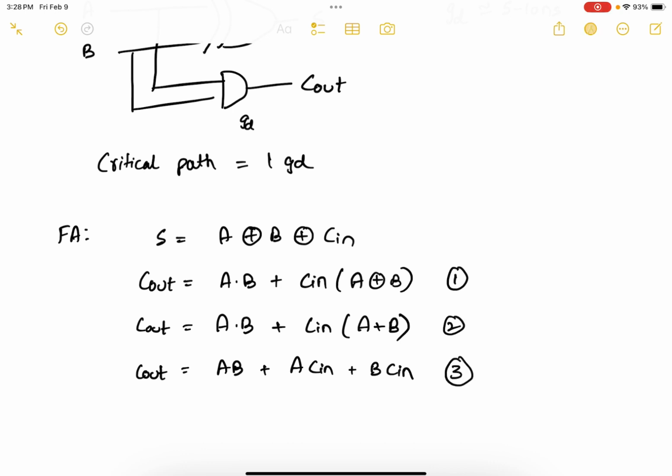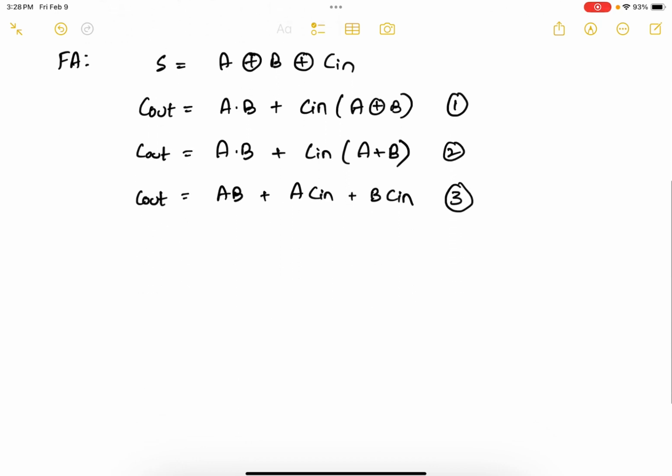2 and 3 are clearly equal. 1 is also equal, but it's going to take some more math to find out why 1 and 2 are one and the same. But assume that we have three equations here. Now let me construct the circuit for the three equations.